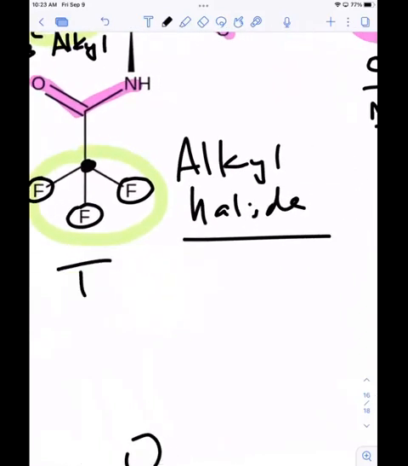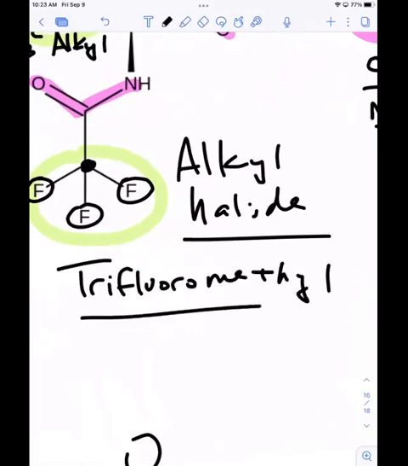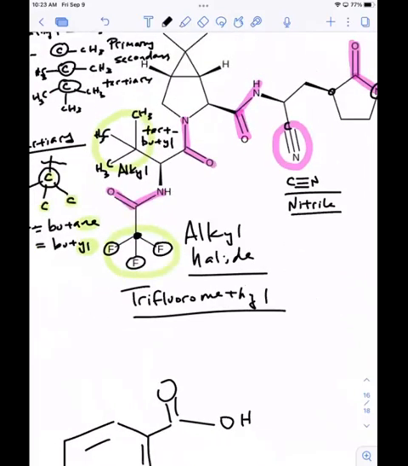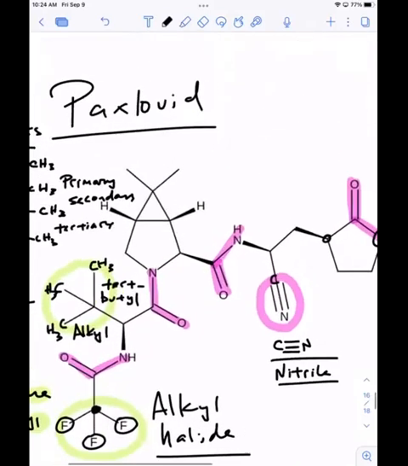Specifically, this is what we call a trifluoromethyl group. Right, you're going to see that again as well, right? That's the specific name for it, but in general, it is an alkyl halide. It has an alkyl chain, and then it has halogens attached to it. All right, questions? Any questions about anything?